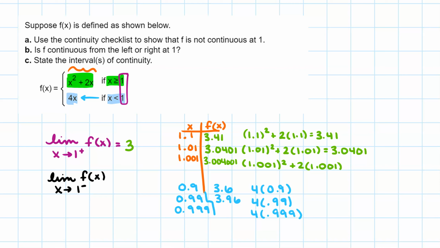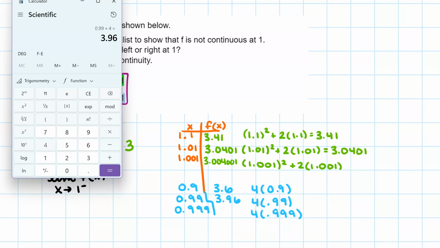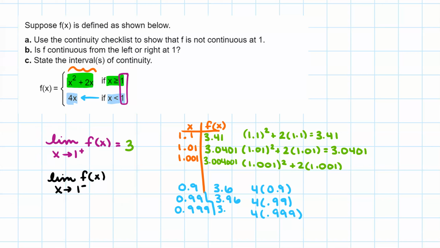We'll do that in our calculator. 4 times 0.999 is 3.996. So I'm going to write 3.996. Oh, that doesn't feel so good, right? Because those numbers are getting closer and closer to 4. Wah, wah. What does that mean?